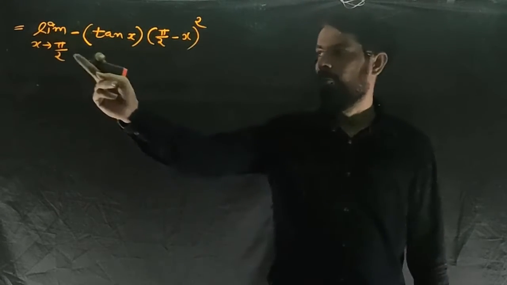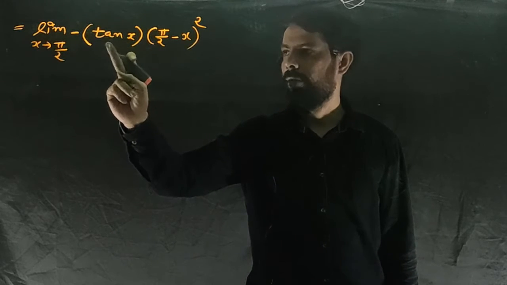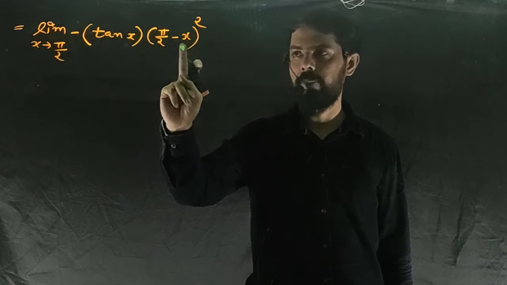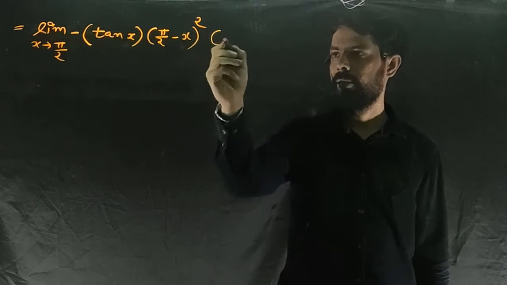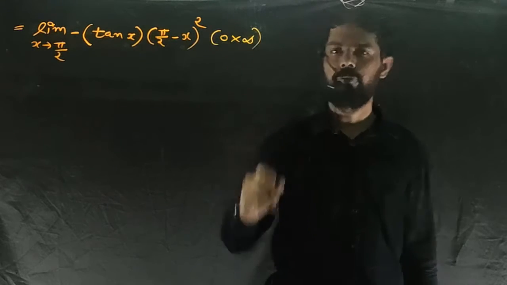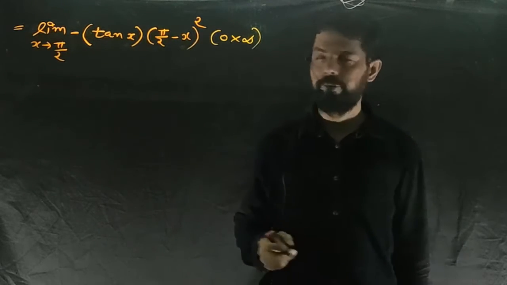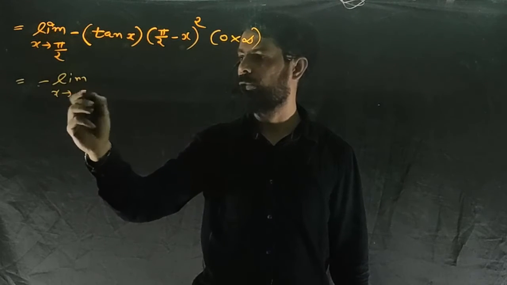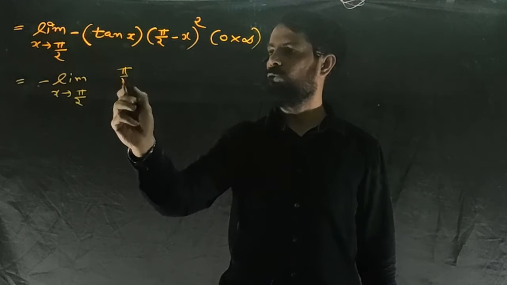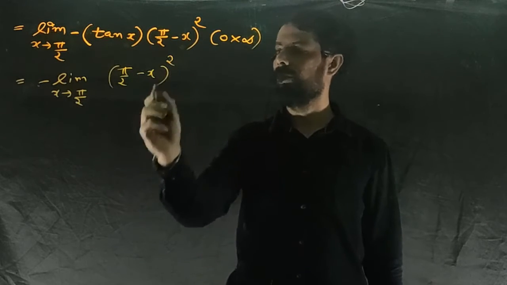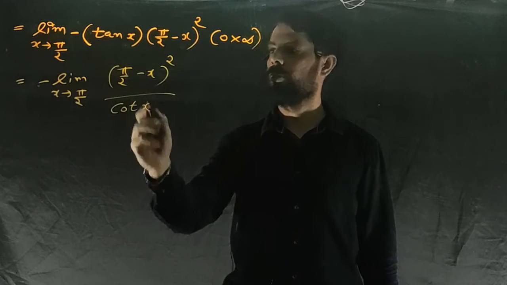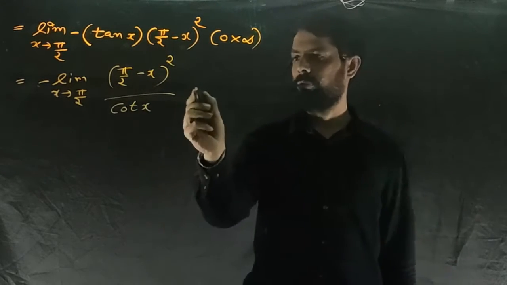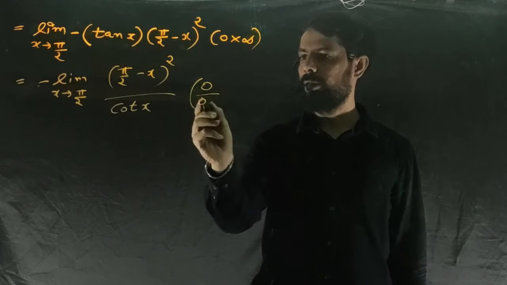Now here if we replace x by pi by 2, then the value of tan pi by 2 is infinite, and here pi by 2 minus pi by 2 will be 0. So this will be 0 into infinite form. So how to solve 0 into infinite form? For that we will write this as limit x tends to pi by 2 of (pi by 2 minus x) whole square divided by cot x, because tan x can be written as 1 divided by cot x. So now it will become 0 by 0 form.